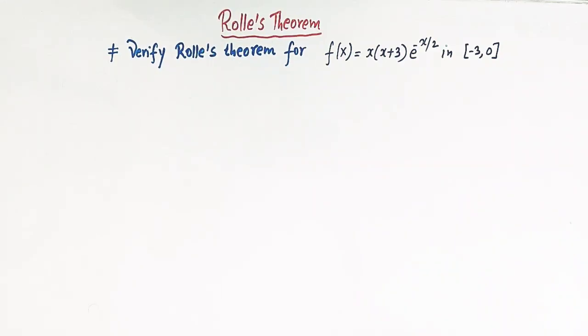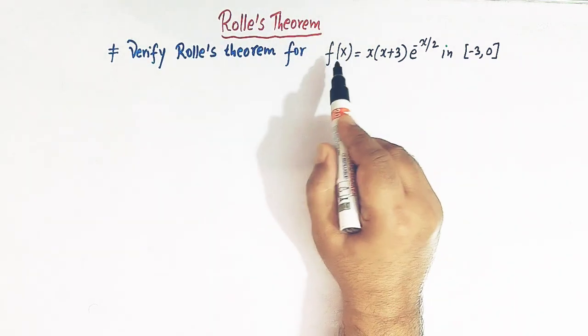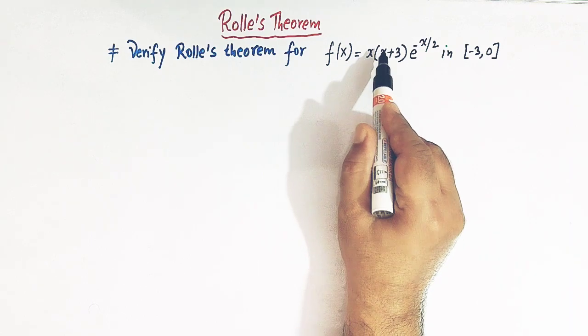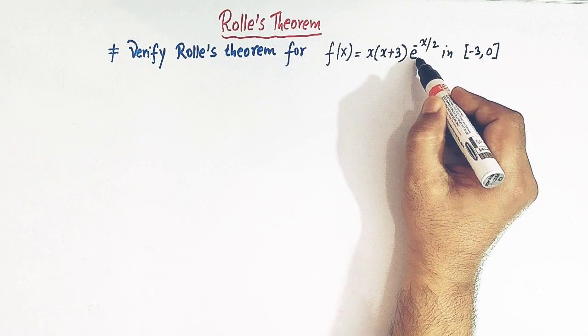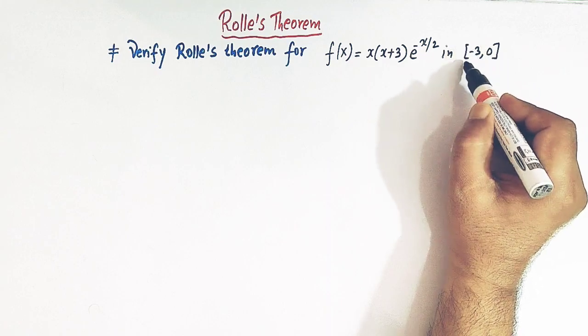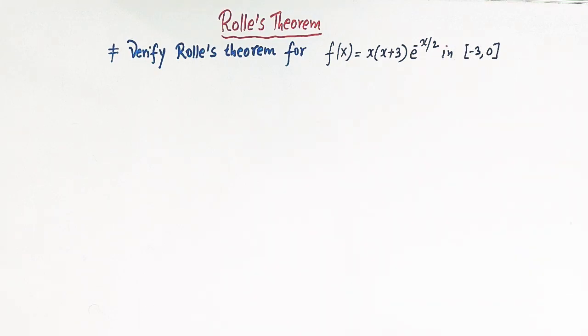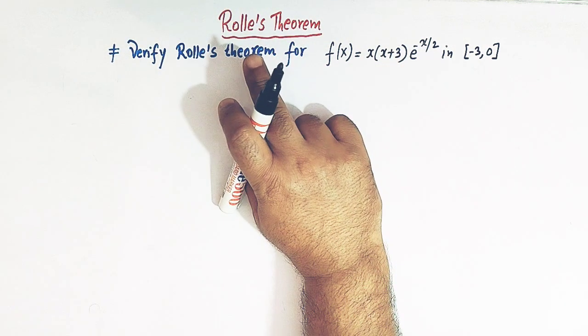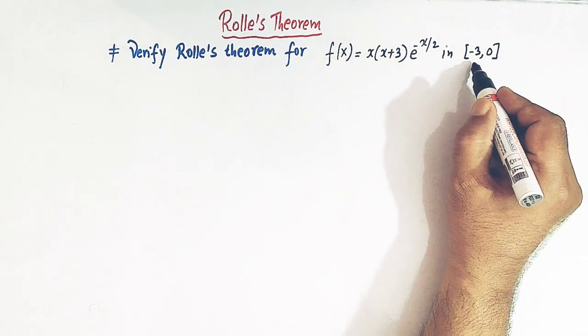Hello viewers, in today's class we are going to discuss one important problem from Rolle's theorem. Here we have to verify Rolle's theorem for the function f of x equal to x times (x plus 3) times e raised to minus x over 2, in the closed interval from minus 3 to 0.